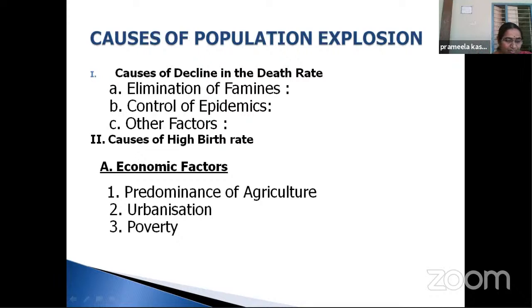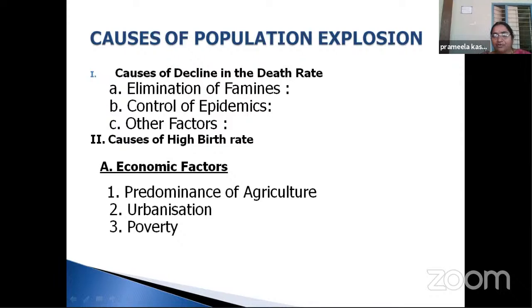According to him, population increases in a geometrical way. So if we are unable to check this, the population may be doubled within 25 years. On the other hand, the supply of food grains increases in an arithmetical progression. So the food supply increases in arithmetical progression and the population increases in geometrical progression.